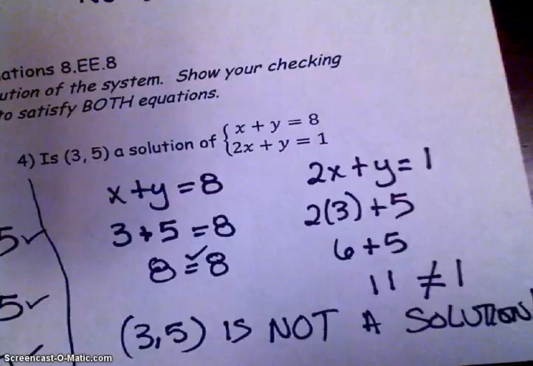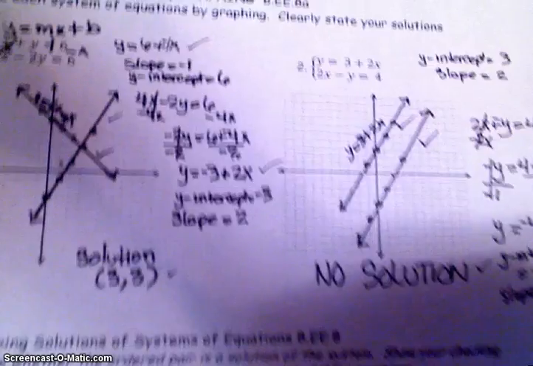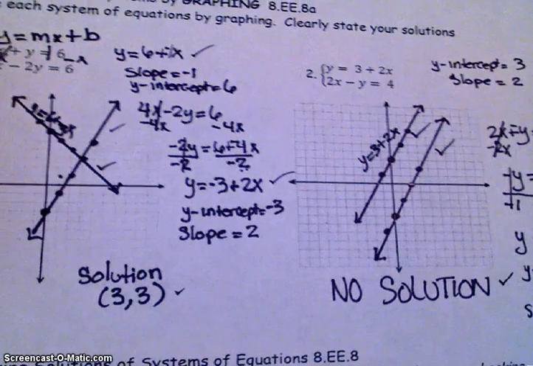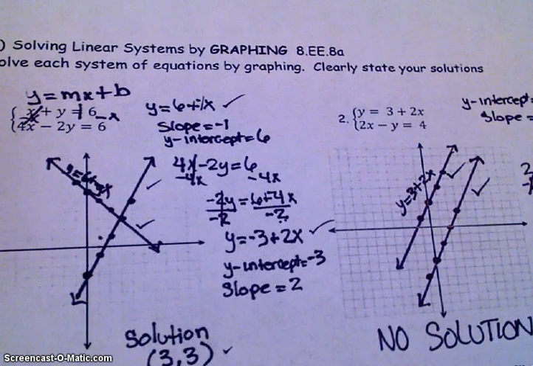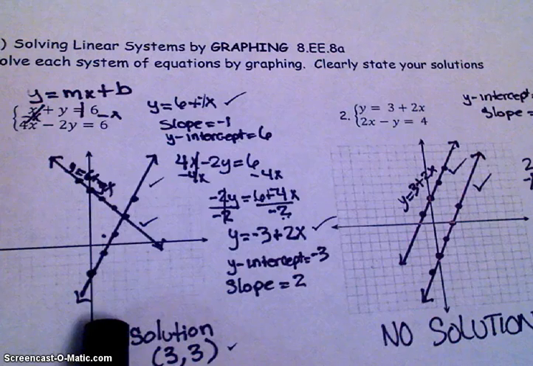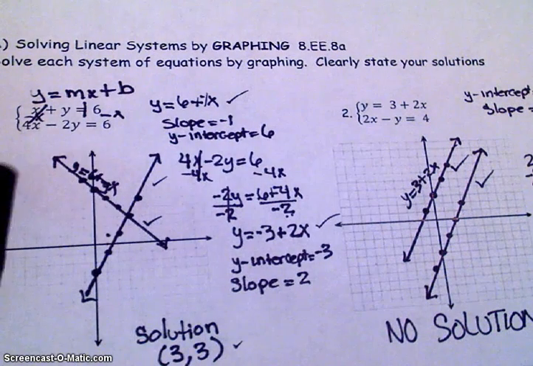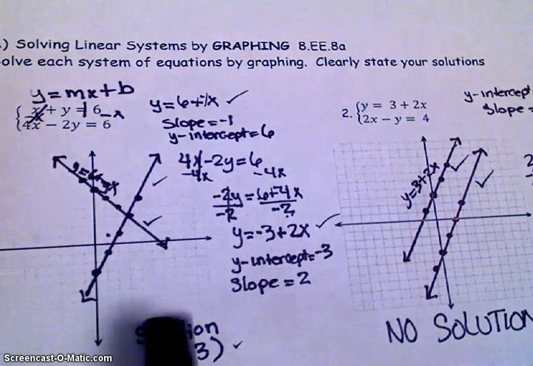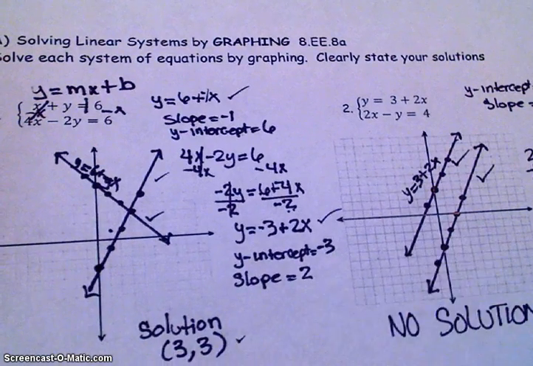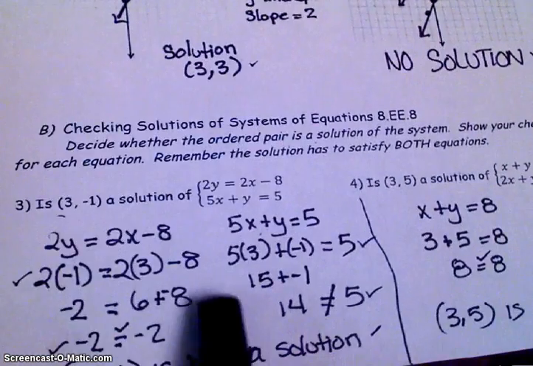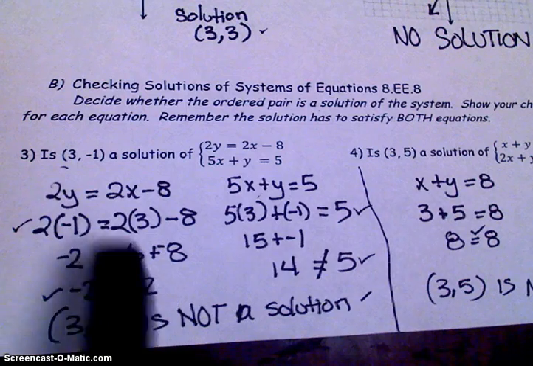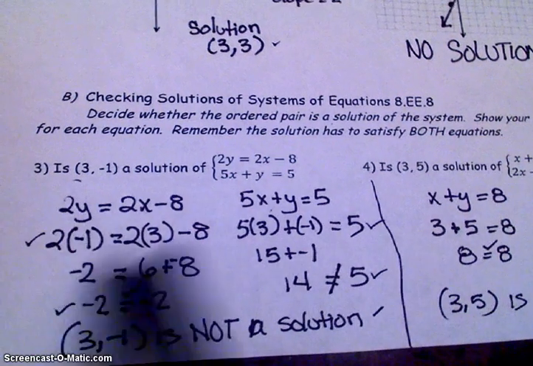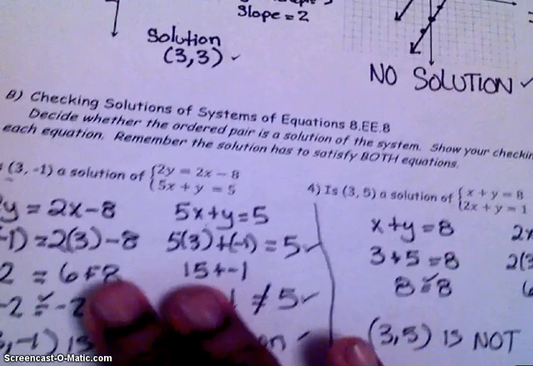Okay. So that's it for the first page. You want to make sure that you can graph lines correctly. You can get equations into the form y equals mx plus b for number 1 and number 2. Number 3 and number 4, all you were doing was going to substitute in your x and y for your equations.